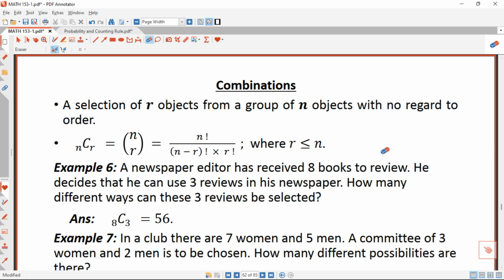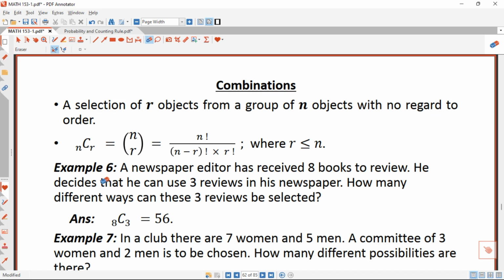So the difference between the combination and the permutation is that for permutation, the order of the objects is important, but for combination, the order of the objects is not important. So this is the formula for the permutation rule, and this is the formula for the combination rule. I'm going to use the combination rule to solve some questions that require us to use the combination rule.